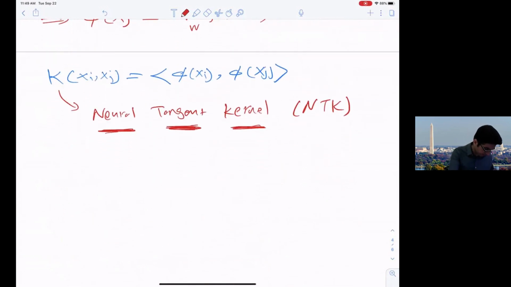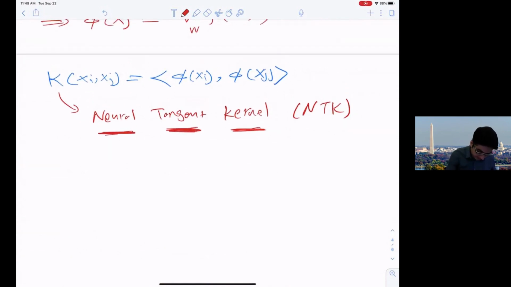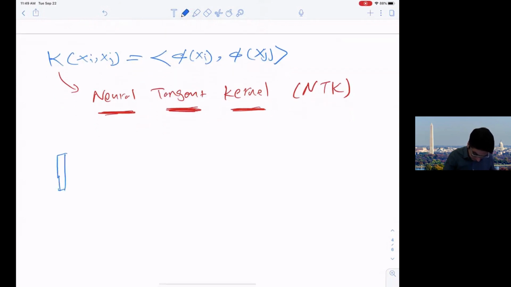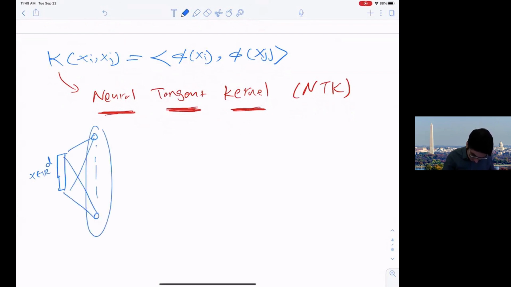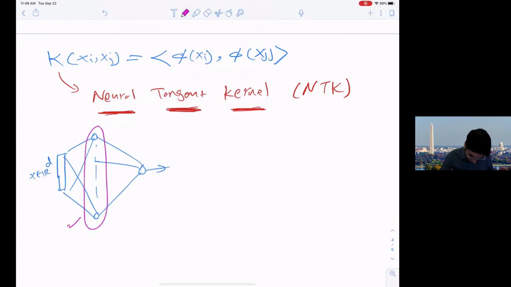Neural tangent kernel. All right, so let's go back to basically the previous setup that we had. When my input is in D dimension, I had M neurons and one output. It's M neurons.